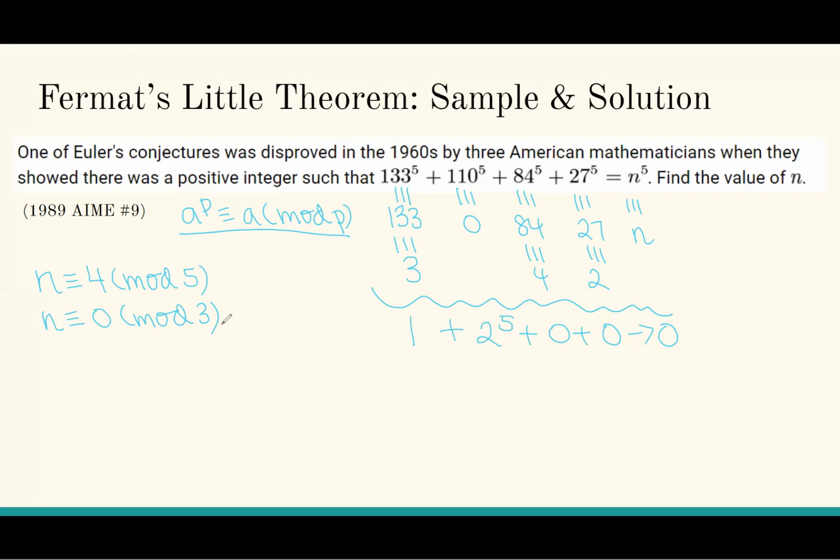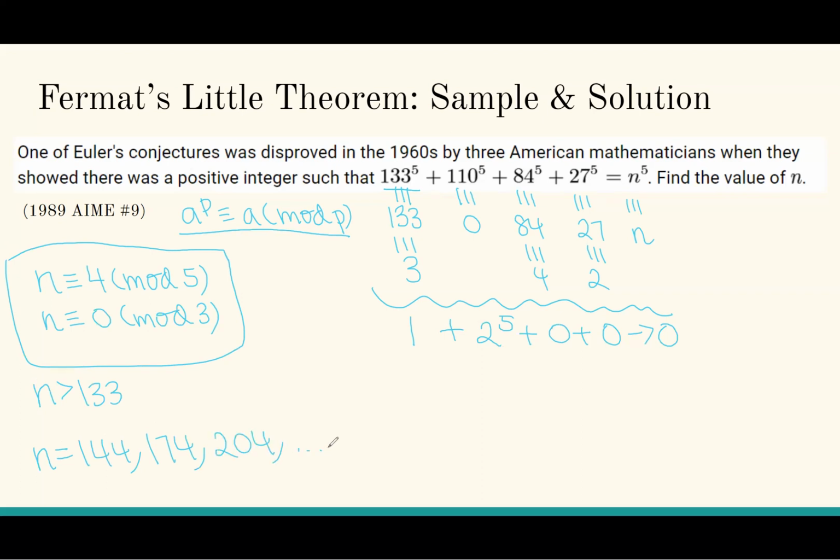Now, the rest of this problem is going to be kind of unrelated to Fermat's little theorem. We're just going to be using these two equations, and we're going to bound n. So firstly, note that since n to the fifth power is 133 to the fifth power plus some other positive integers, that means that n must be greater than 133. So then our solutions starting from there are 144, 174, 204, and so on. Now using other bounding, we get that 174 and onwards are too large, so these don't work anymore, and therefore our answer is 144.